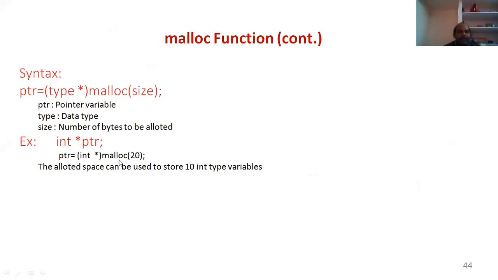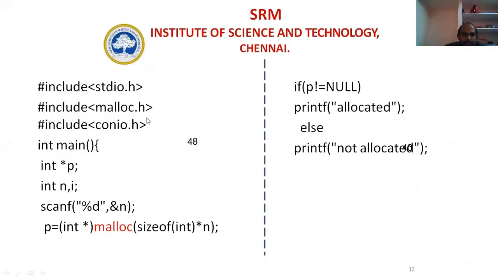So this is the syntax of malloc. I think we already discussed. And this is a small program to show the concepts of malloc. I declared a pointer here. I'm getting the total number of values, and based on this value, I'm reserving memory using malloc. Int star is the typecasting, malloc of size of int into n. So if I declare n as 10, now 40 bytes will be reserved for this. So 40 bytes of blocks will be reserved. And if p not equal to null, it will print that the memory block is allocated, else it is not allocated. That's it.